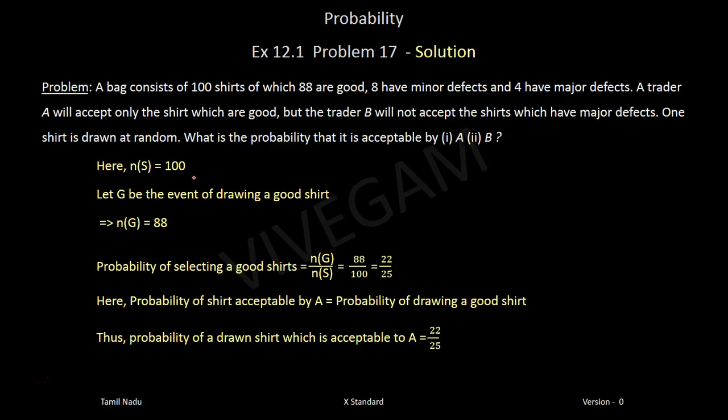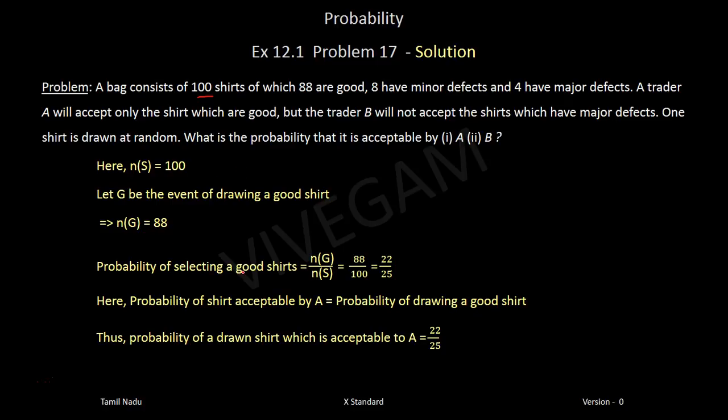Here n of S is 100. How many shirts? Totally 100 shirts. So n of S is 100. So let G be the event of drawing a good shirt. And n of G will be, how many good shirts are there? 88. So n of G is 88.